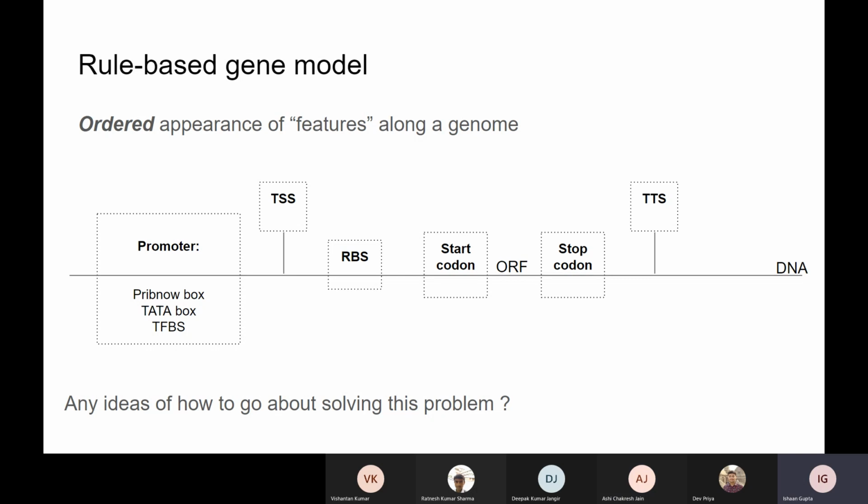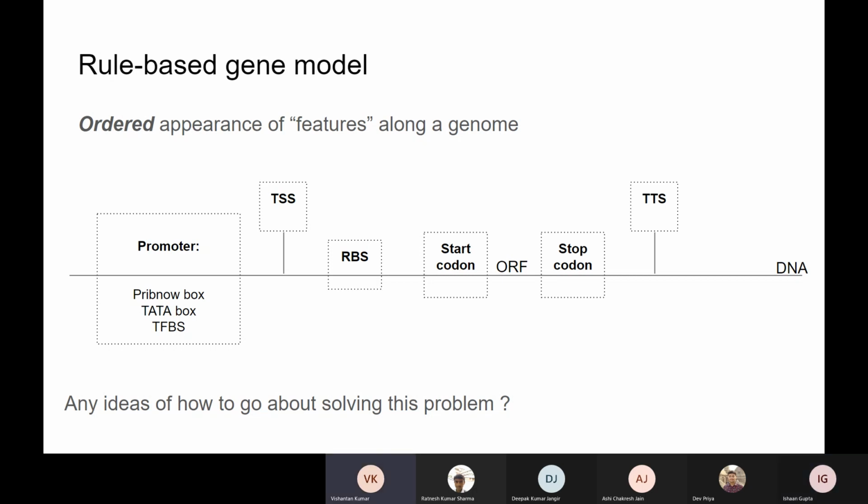But you might know that sometimes if you are reading in the wrong frame, then you might actually get the wrong codon, right? Or you might have the question of which promoter would be associated with which start codon. That could be a challenge, right? Do you see the problem here?